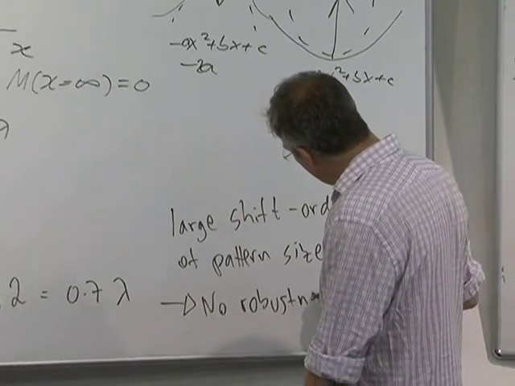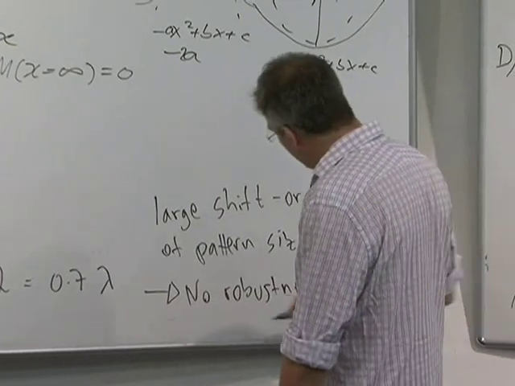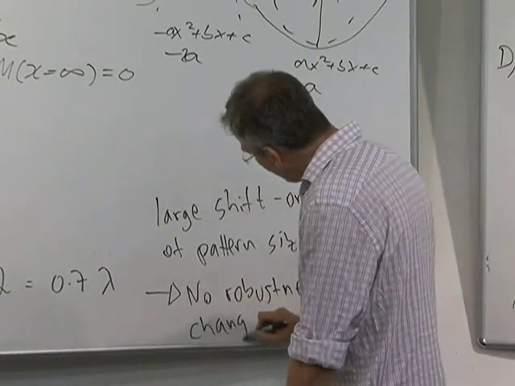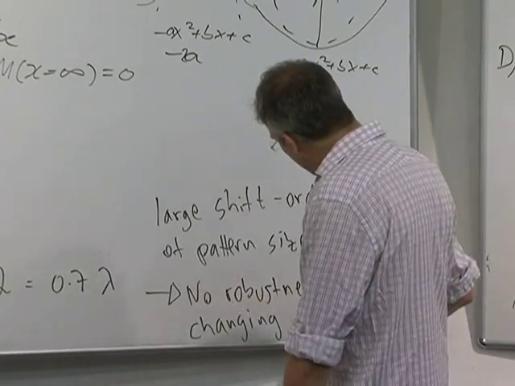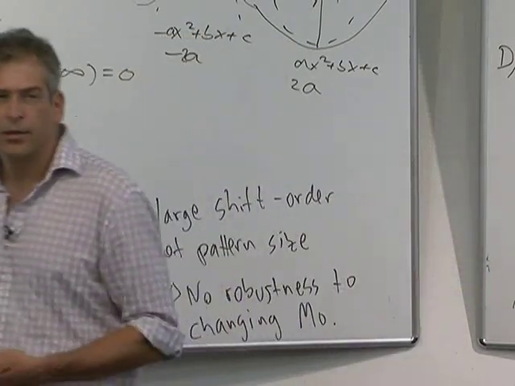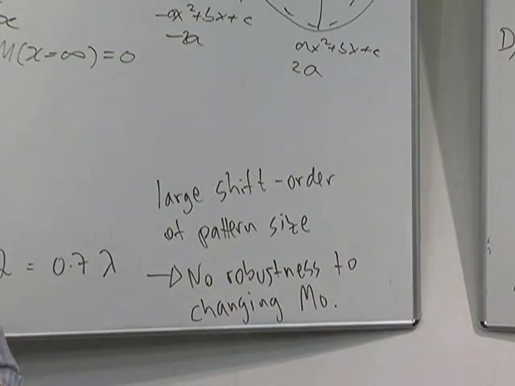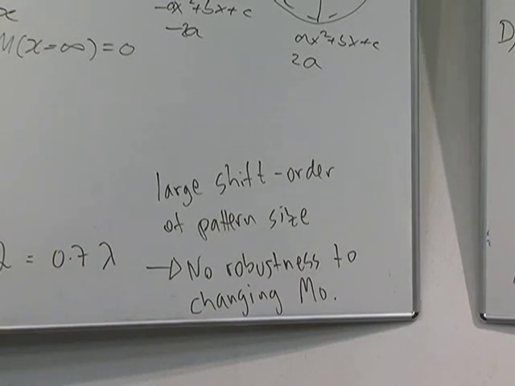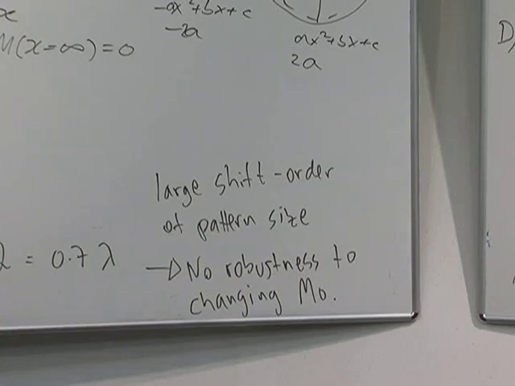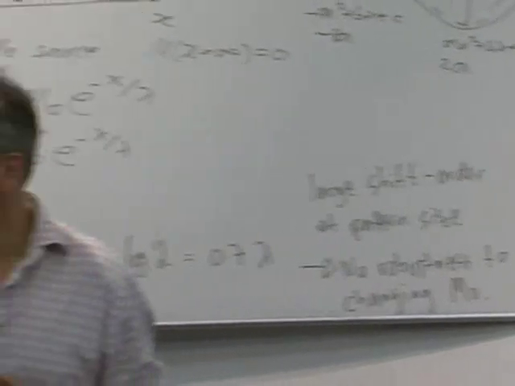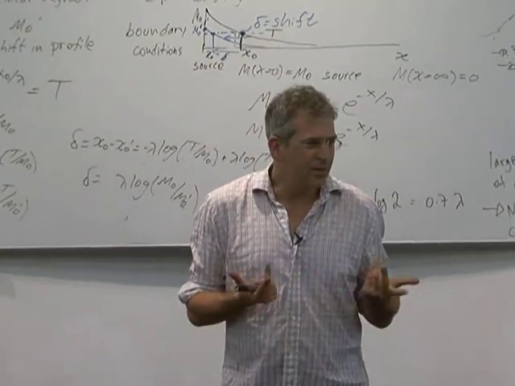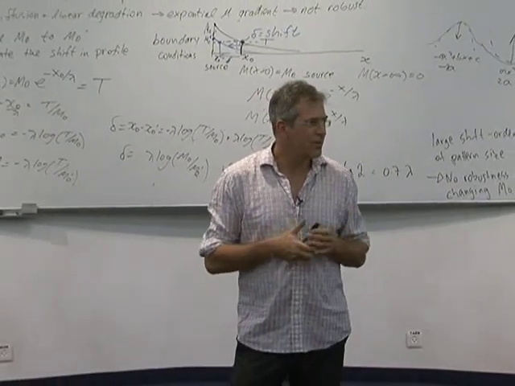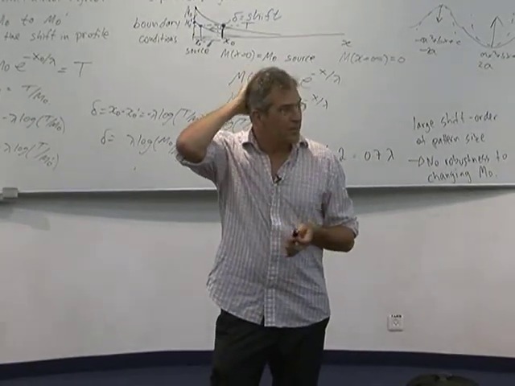Robustness to changing the initial concentration. All this calculation is just to show that the simplest interpretation of the French flag model, degradation and diffusion, doesn't explain the robustness you see in the experiments. On the other hand, it's such a generic model. I mean, what can you do to make things more robust?